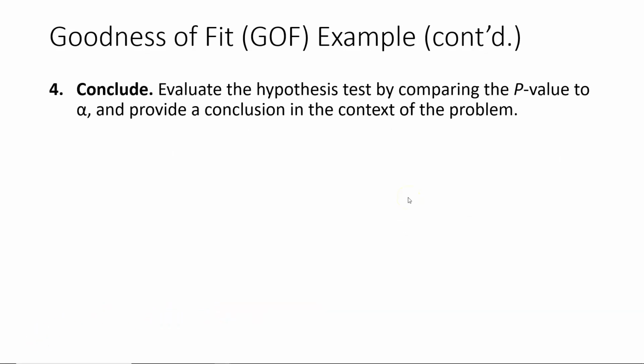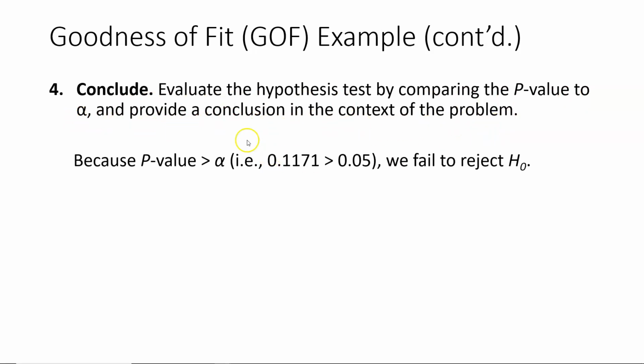We now move on to the fourth and final step of our four-step process, the conclude portion. We need to evaluate the hypothesis test by comparing the p or probability value to alpha, the level of significance, and provide a conclusion in the context of the problem. So let's look at the evaluate step first. Because the p or probability value is greater than alpha, that is to say that 1,171 10,000ths is greater than 500ths, we fail to reject the null hypothesis.